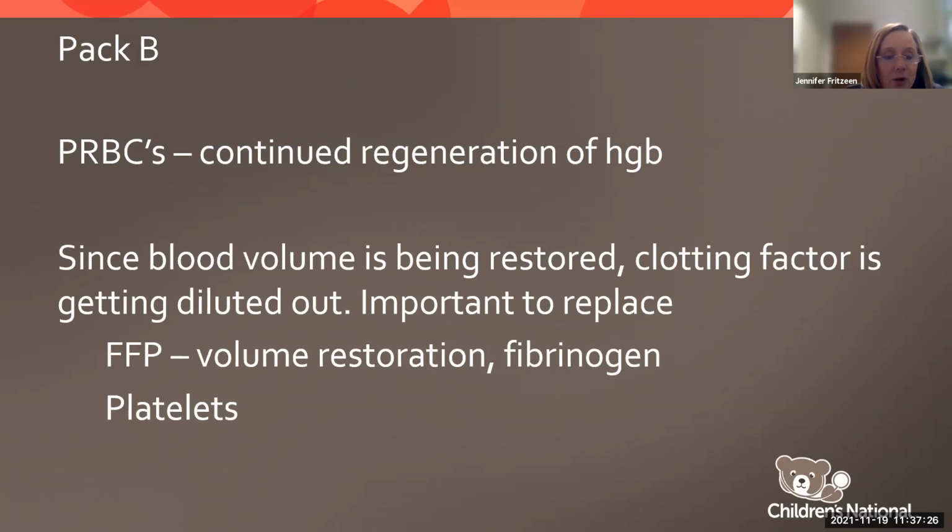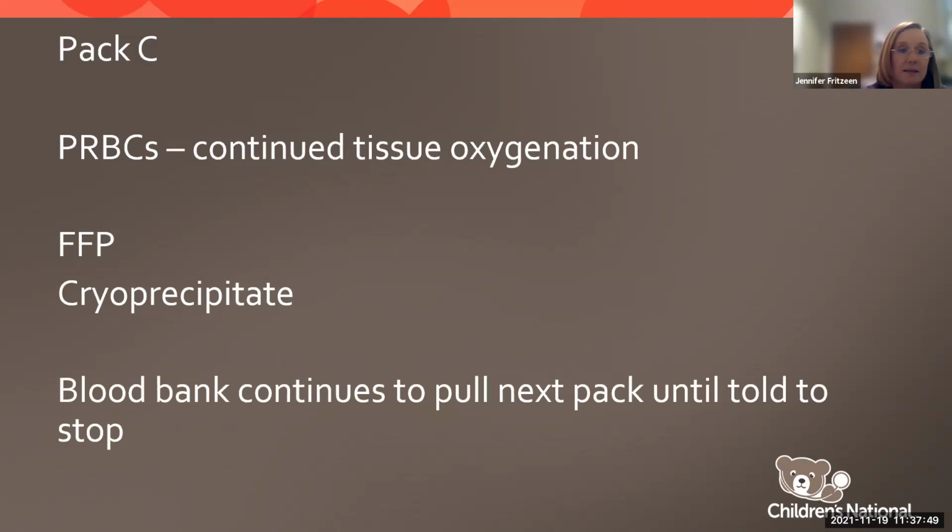Now, over the past year, we actually had a big advancement with our massive blood transfusion protocol in that prior to this year, FFP was always frozen. And so it would take about 17 to 20 minutes to get a full pack B. The blood bank is now keeping thawed plasma in the blood bank, and so it's readily available. And so pack B should not be delayed like they had been in the past.